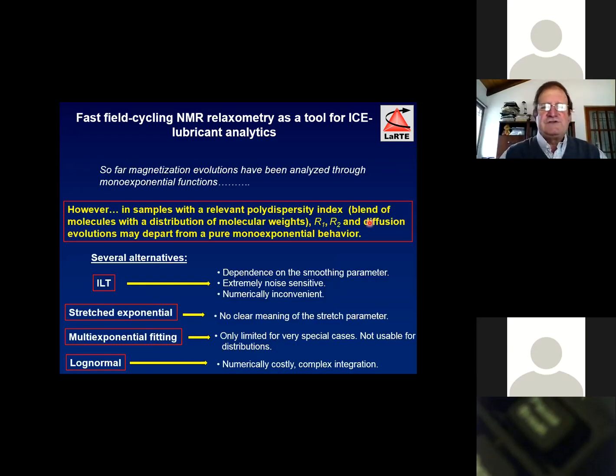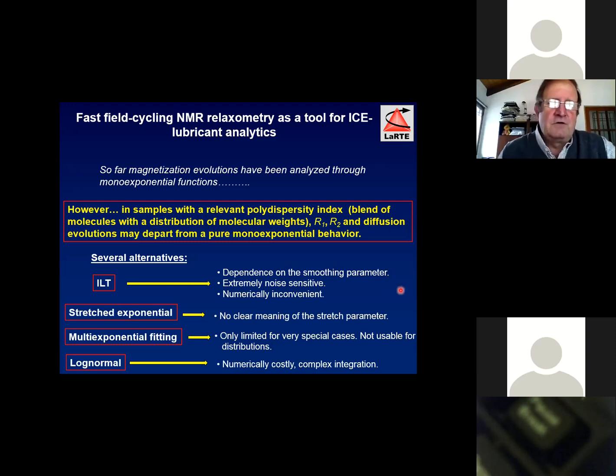So now we switch the point. So far in the data I showed you, we have analyzed the magnetization evolutions of the relaxation in terms of a mono-exponential function. But when we started to do experiments also with T2, and also diffusion, we could see that T2 and diffusion show multi-exponential character, much more evident than in T1. And then we have to analyze different ways for the analysis of this.